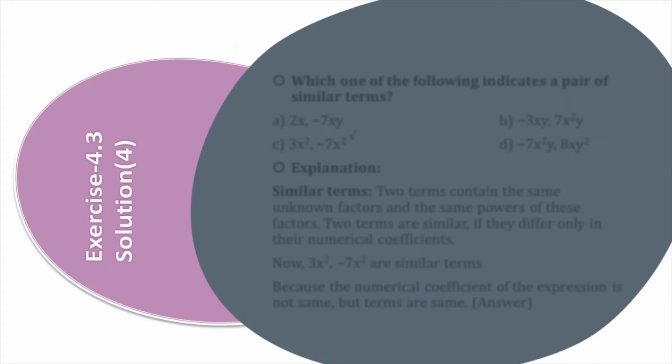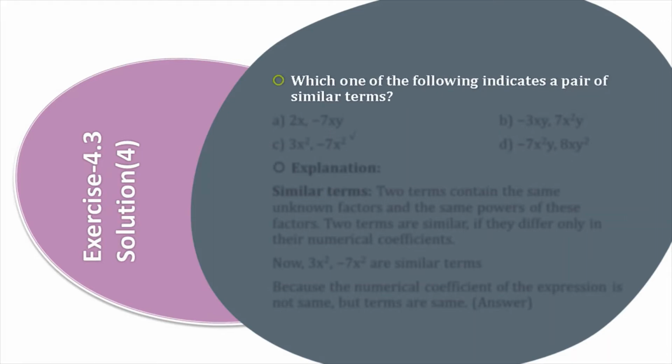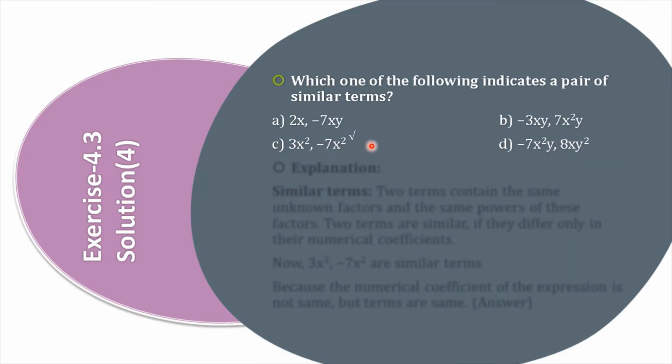So solution number 4, let us see the question. Which one of the following indicates a pair of similar terms? And these are the options, my dear. The answer will be number C, 3x square comma minus 7x square. Let us see the explanation how we can get this result.